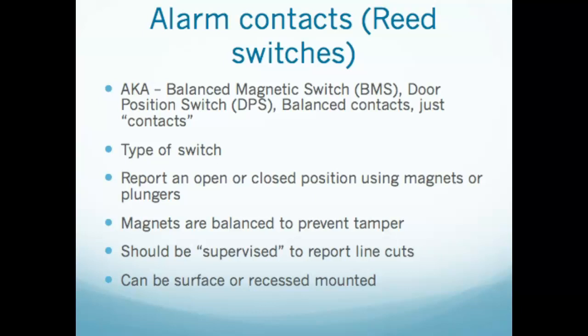They need to be supervised. In other words, you've got to have something in the system that tells you if somebody cuts the wiring to try to disable that alarm. You can't just have it sit there. Otherwise, you could just knock the contacts off of a door and you could come and go as you please, right? And they can be either surface mounted or recessed mounted, and there's good reasons to use both.